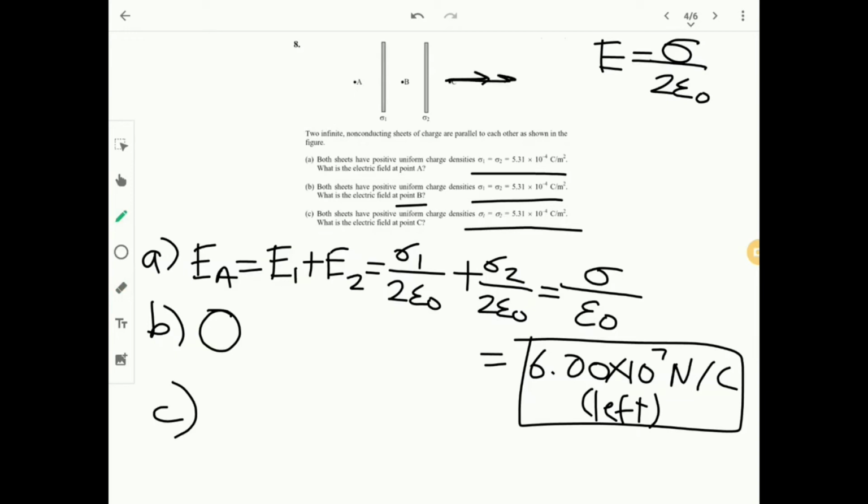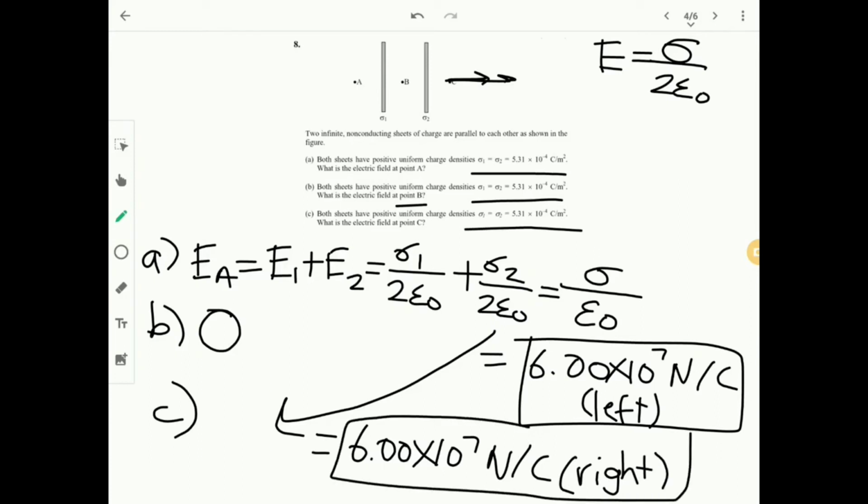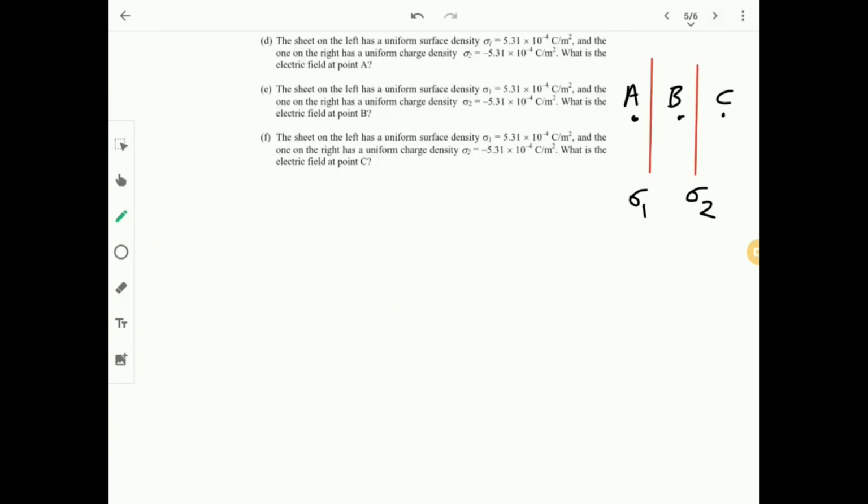D, E, F: sigma 1 is positive and sigma 2 is negative, but they have the same magnitude. Let's look at part D. Now in part D, we're looking at point A. Since sigma 1 is positive, it points away yet again. But since sigma 2 is negative, the electric field points towards it. So it's like this, it points towards it. Since they both cancel out, 0.